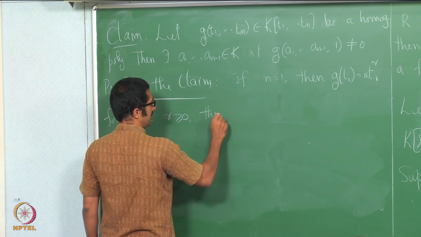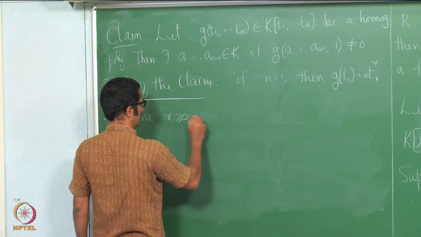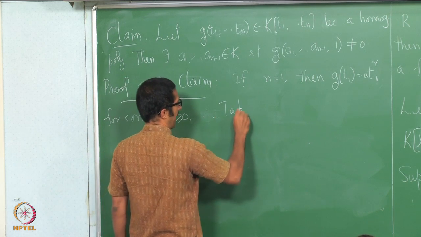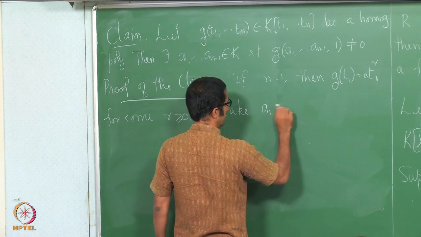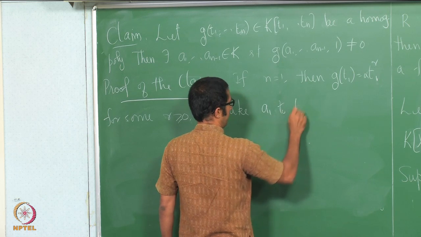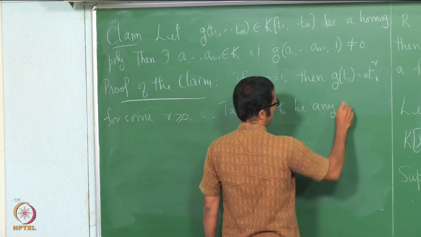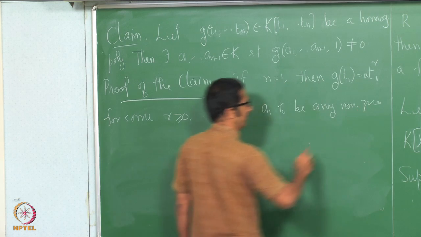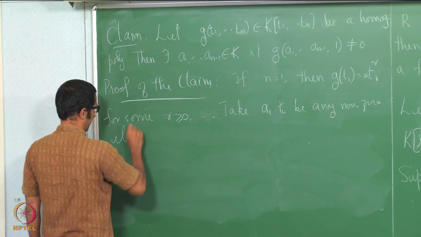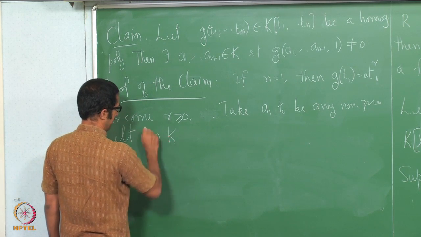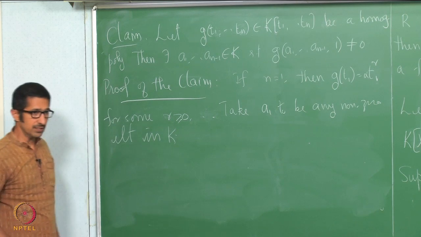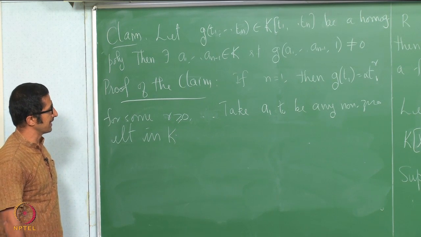Then take a1 to be any non-zero element in K. So, the claim is true if n is 1.